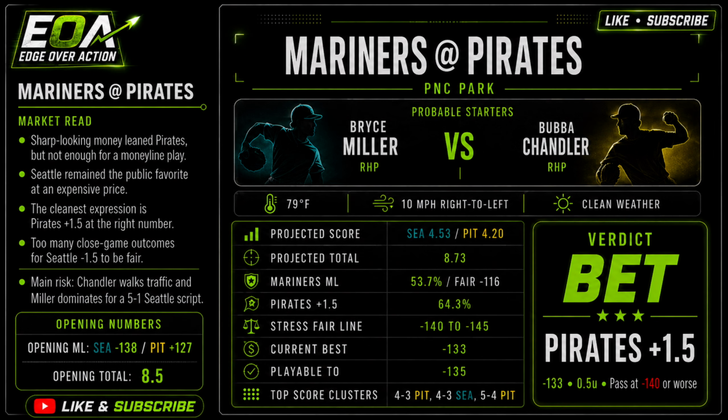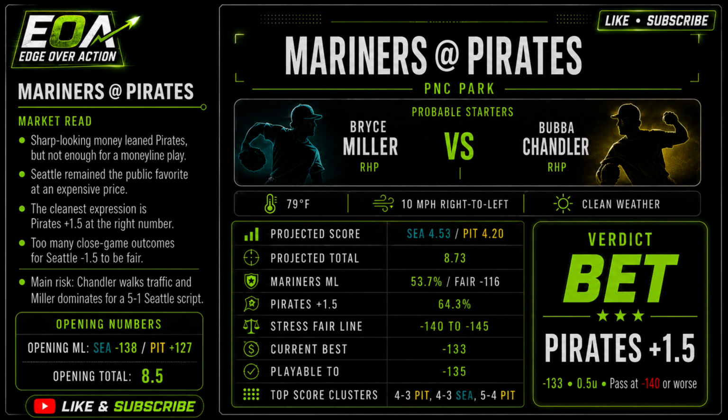All right, next game, Mariners at Pirates. Sharp-looking money was on the Pirates. Seattle had most of the bets, but Pittsburgh had a stronger money percentage. The problem is the line movement did not fully confirm Pirates' steam. So Pirates' money line is only a model edge, not the official bet. The safer way to express the edge is Pirates plus 1.5.